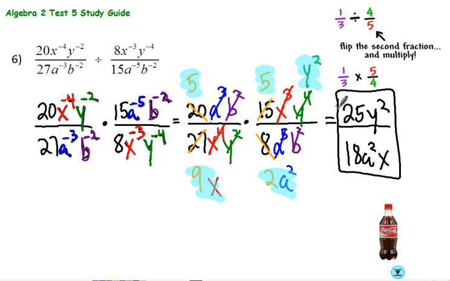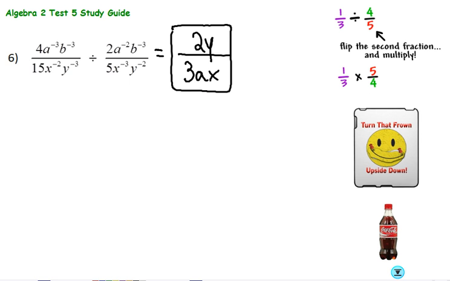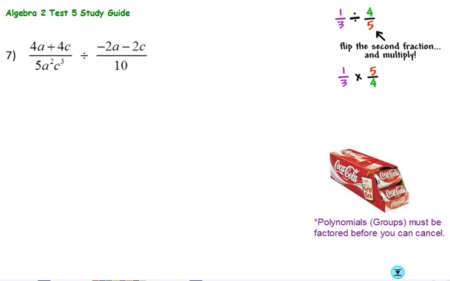All right. So go ahead and pause now and try number 6 on the right side. All right, let's check number 6 on the right side there. Should have got 2y over 3ax. So again, if you got it right, high five, pound it out, fist pump. If you didn't get it right, then, well, hold on and ask for some help. All right, otherwise, let's move on.